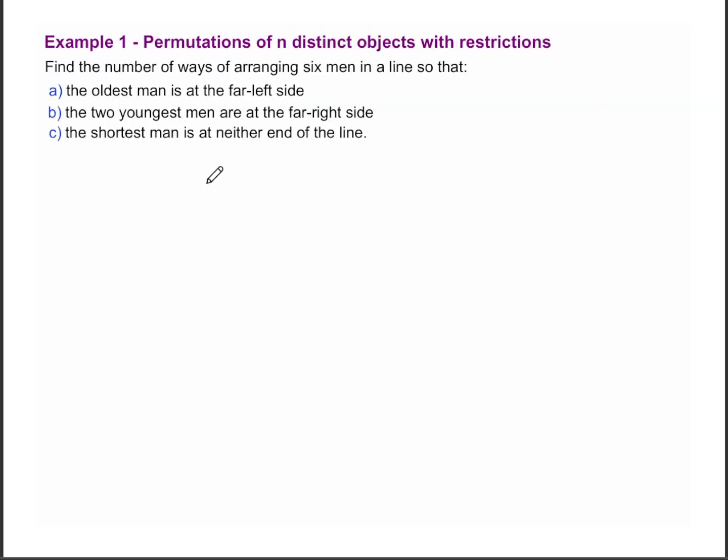Next, we are told to find the number of ways of arranging 6 men in a line so that A, the oldest man, is at the far left side. So again, there are 6 men, 1, 2, 3, 4, 5, 6. And the oldest man is here. Therefore, we are left with 5 men and 5 spaces. And the way they can be arranged in those spaces is just 5 times 4 times 3 times 2 times 1, which is also 5 factorial, which is going to be 120. That means there are 120 ways of arranging these 6 men such that the oldest man is always at the far left.